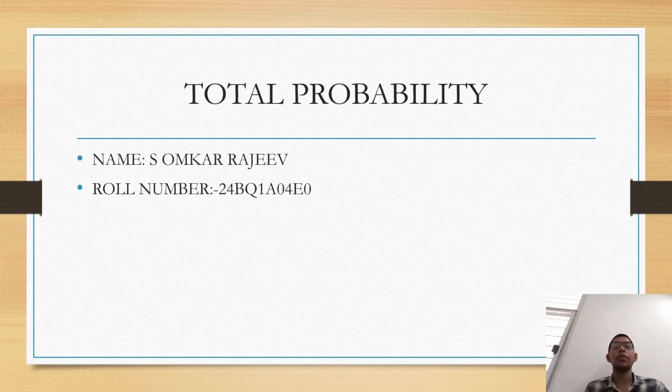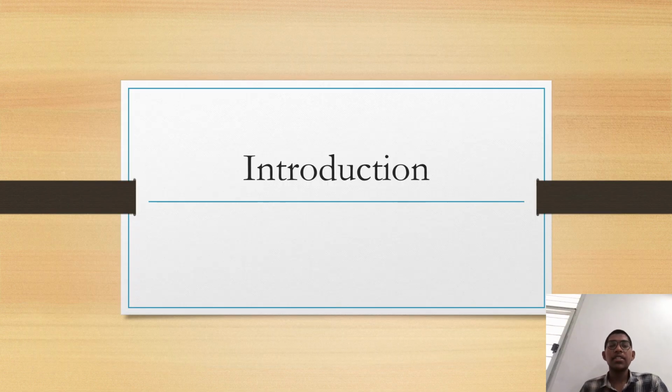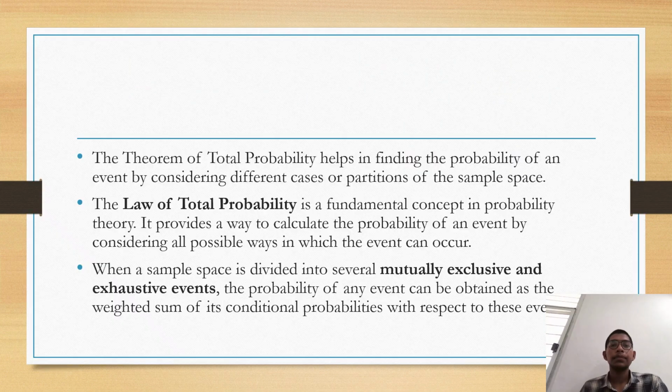I am telling about the topic total probability. In total probability, there are some contents I chose: introduction, definition, explanation, example, and its applications. Suppose we discuss about introduction. In introduction, we will discuss some 3 points.